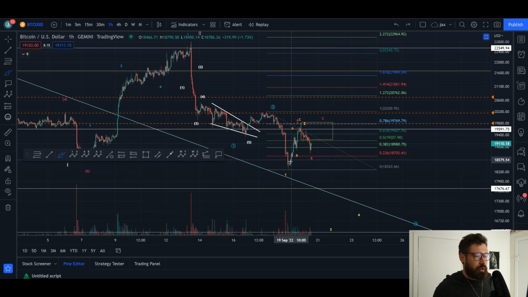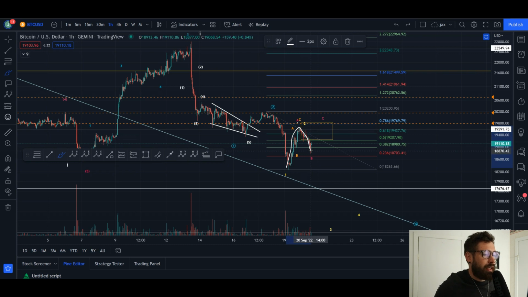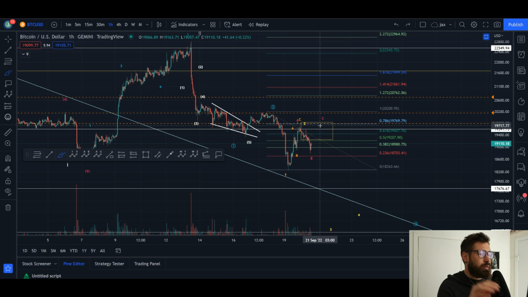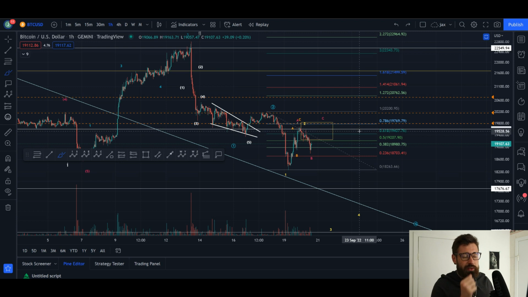The second scenario is that all of this was a wave A. This is a wave B pullback, and now we're starting to push up in a wave C. So if that does happen, I would look for a potential rejection. If it's an ABC flat, it could come up and get rejected at the golden ratio. If the C wave does push a little bit higher, which often happens, I'd look for a rejection off about 19.7K, which is the 0.786.